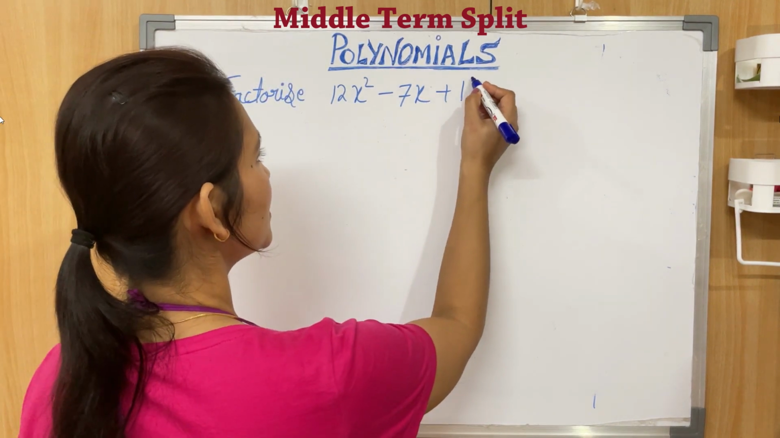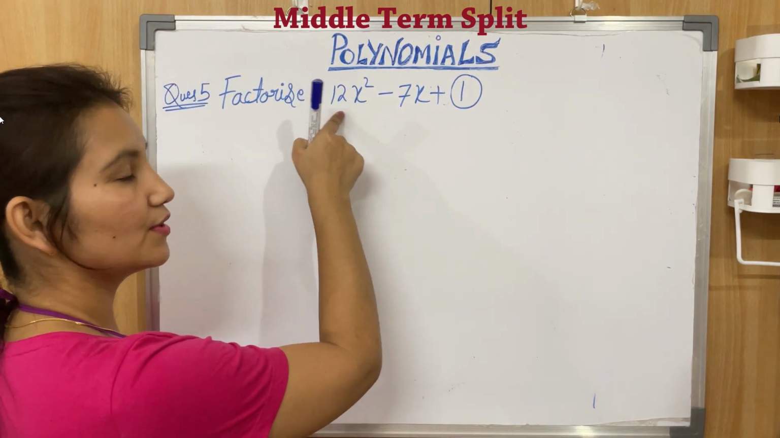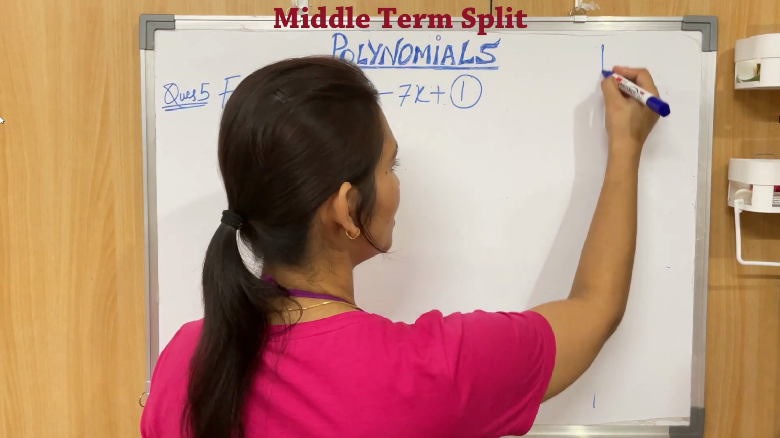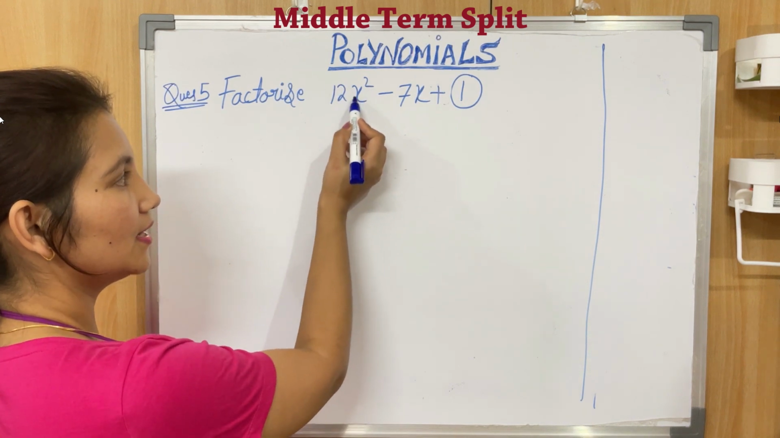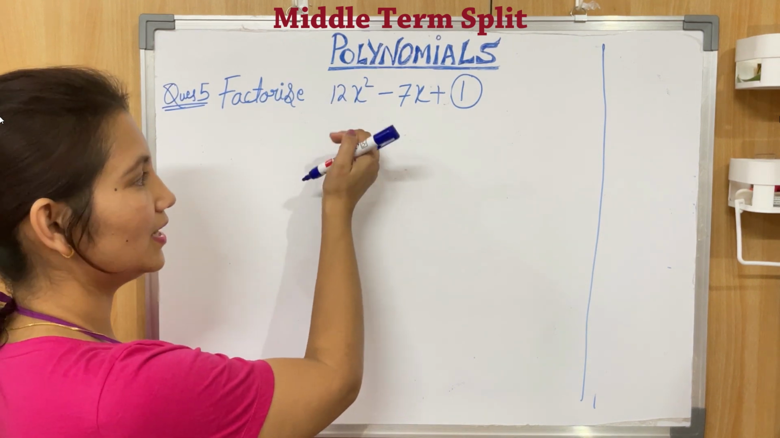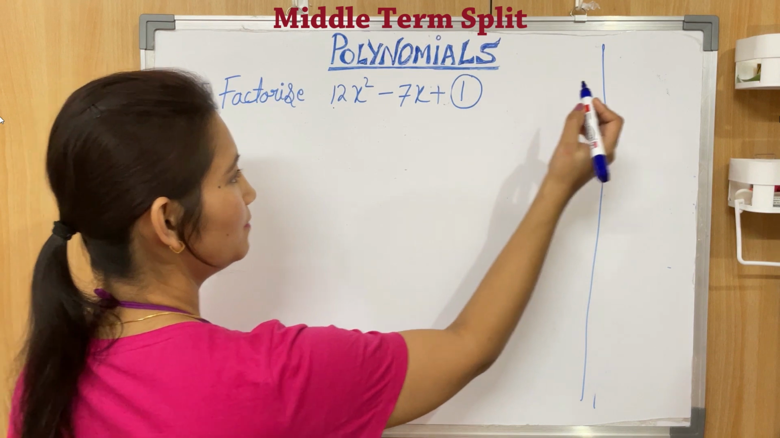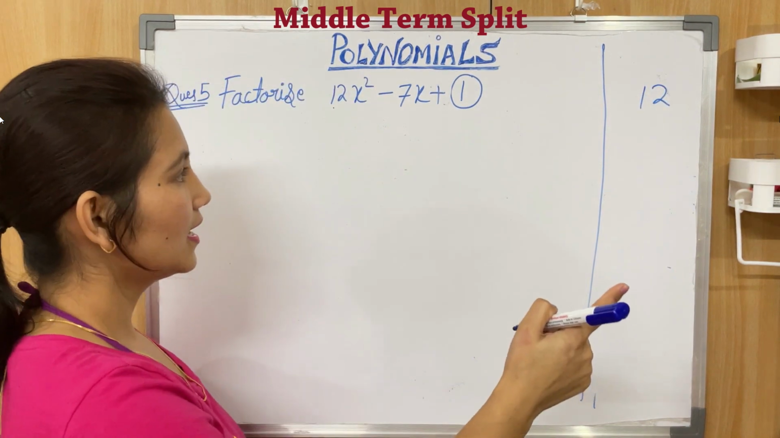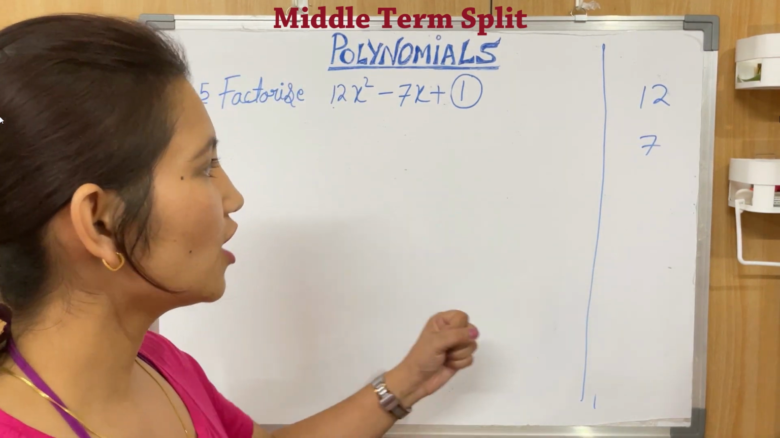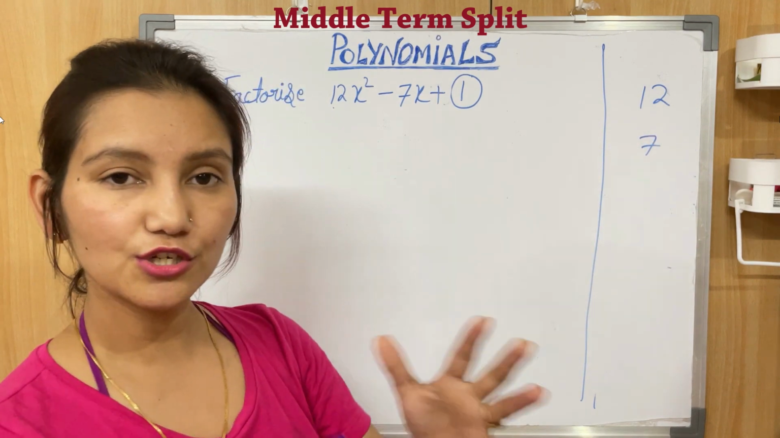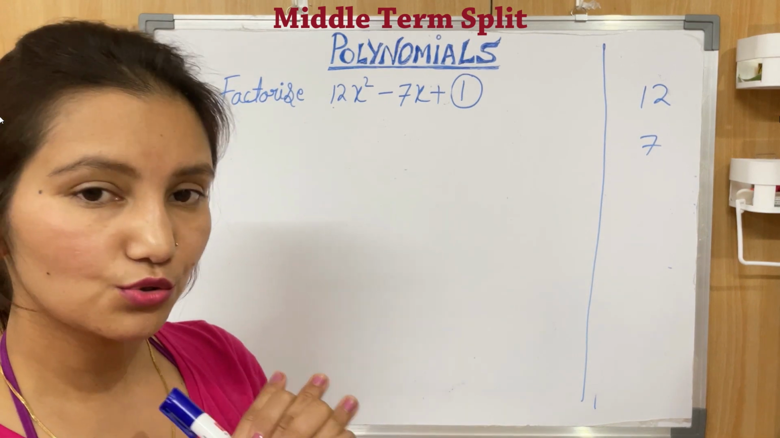But here you see there is this constant term, and there is also 12 before x square. Always multiply the coefficient in front of x square with the constant term, so just multiply 12 and 1. 12 times 1 is 12, and this number is 7. So we want two numbers which on multiplication give us 12 and on addition or subtraction give us 7. We want two such numbers. How can we find those two numbers?